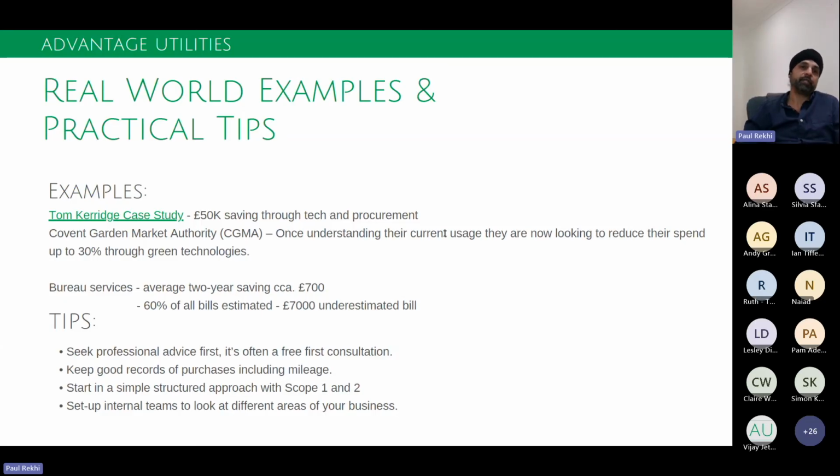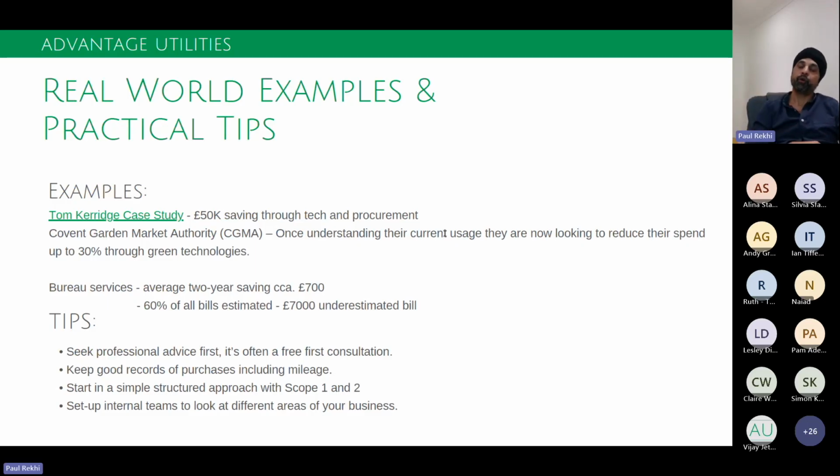Keep good records of purchases, including your mileage. This will come in. Even if you're not doing your journey today, it's important that you start collecting this now, because if you're not one of those customers today, then over time you will become one of those customers through that trickle down effect.